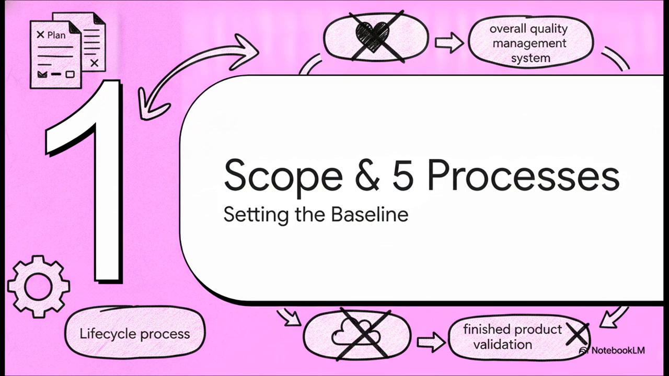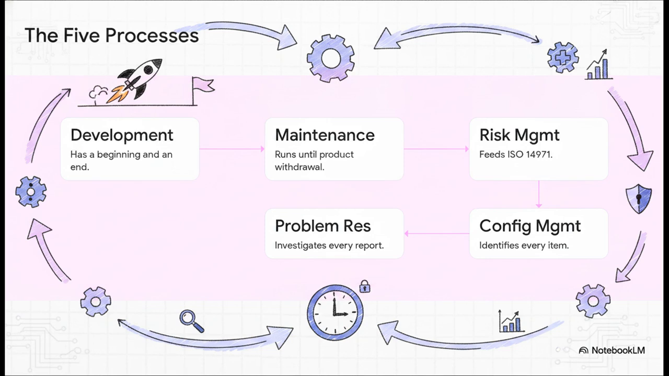Setting the baseline. IEC 62304 basically dictates everything that needs to be planned, executed, and evidenced. It governs the lifecycle process of the software, not your finished product validation and not your overall quality management system. The standard requires 5 core processes: development, maintenance, risk management, configuration management, and problem resolution.